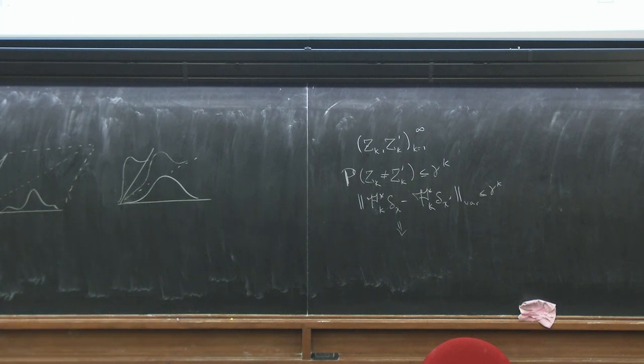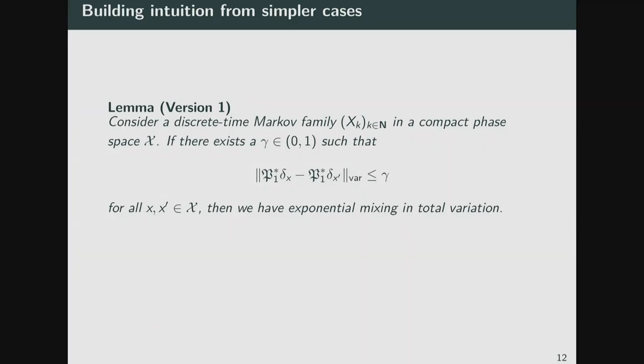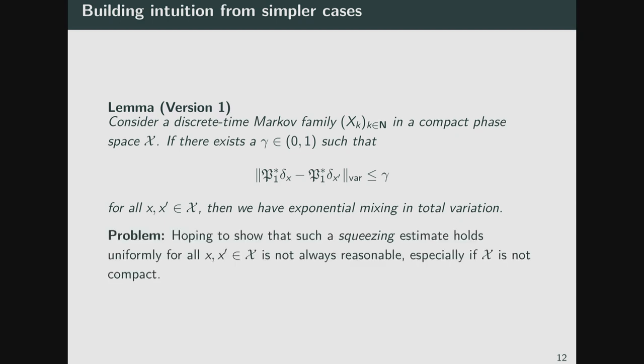I think so. But, so this is the first lemma that I talked about. If you have a uniform upper bound on the variational distance between evolutions of Dirac masses, then you can prove exponential mixing. But this is a bit ambitious, right?